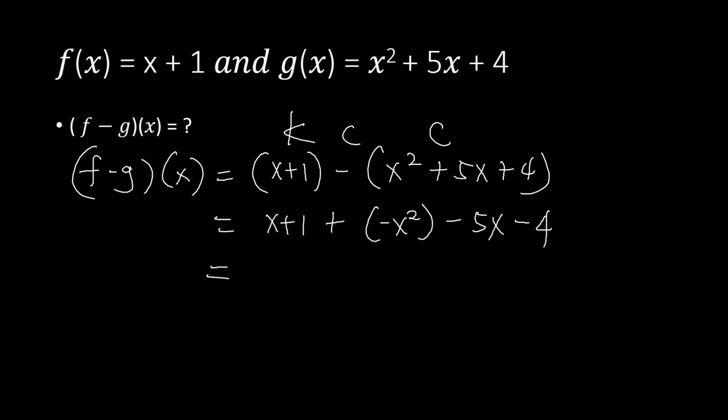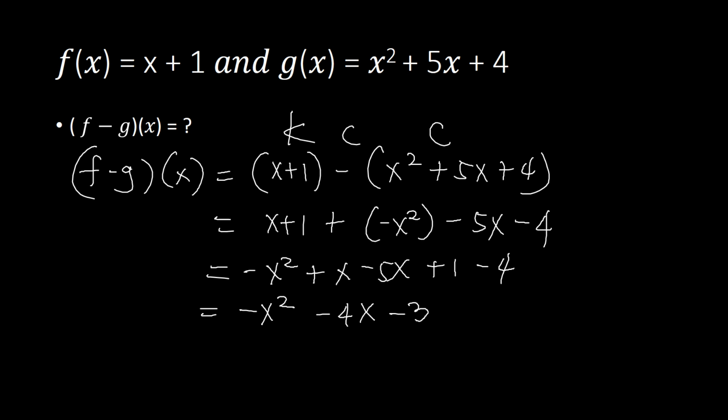And then combining like terms, this is arranging in order, this is negative x squared, x minus 5x, that will be, let me just write it in order first. So we've got minus 5x plus 1 minus 4. Then combining like terms, negative x squared, x minus 5x, that's negative 4x, and then copying, 1 minus 4, that's negative 3. So we've got f minus g of x.